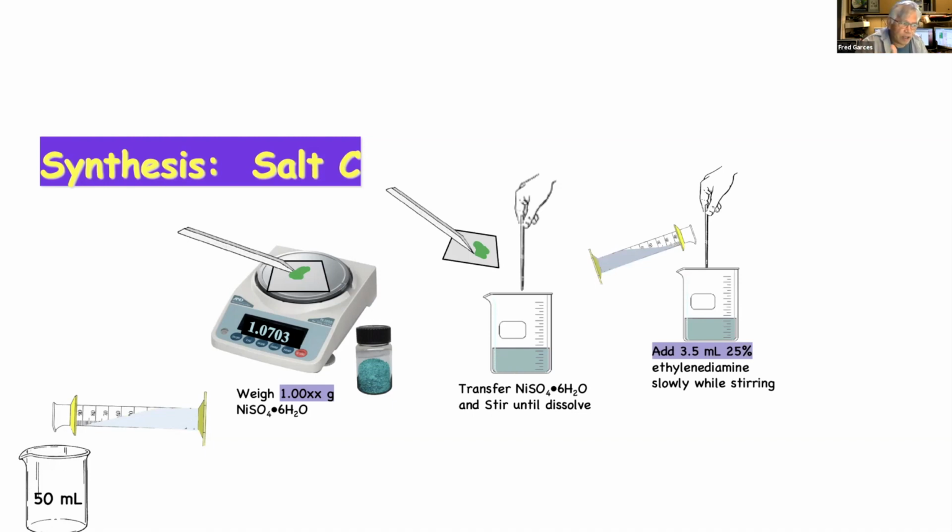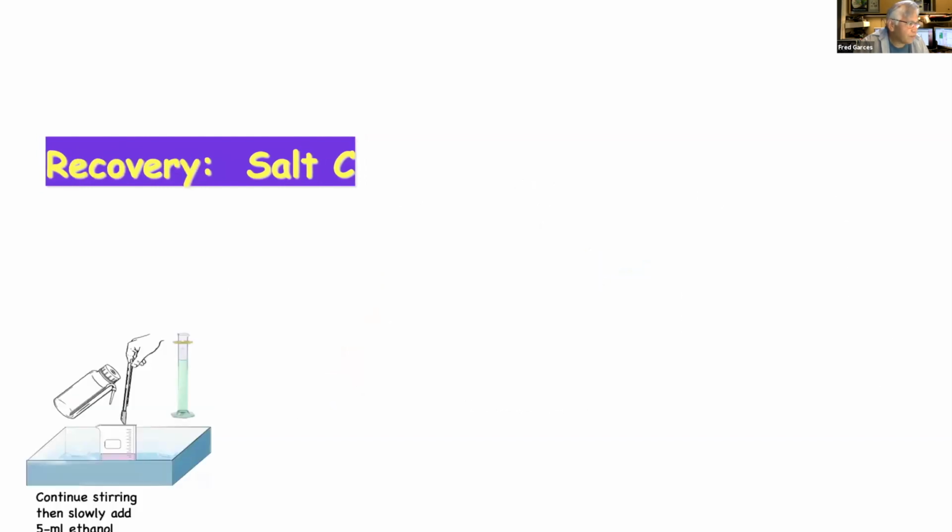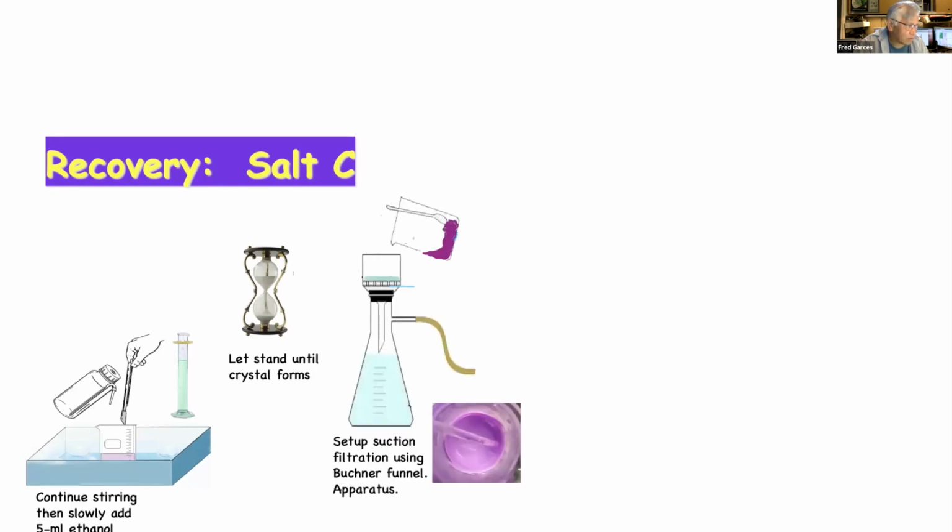So for salt A, we added 1 milliliter. Salt B, we added 2.5. Salt C, we added 3.5 milliliters of ethylenediamine. We wash it with ethanol. Okay, this is what it looks like. Well, we cool it down. We wash it with ethanol, and then we filter it through, and this is the color of that particular salt.